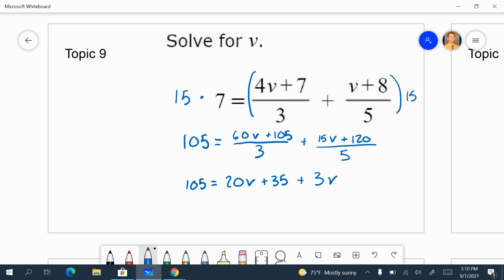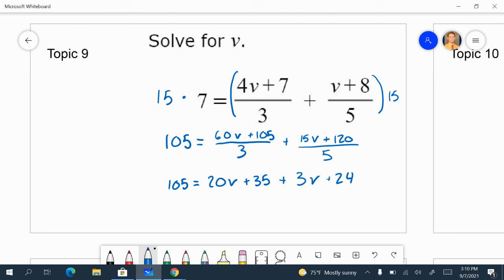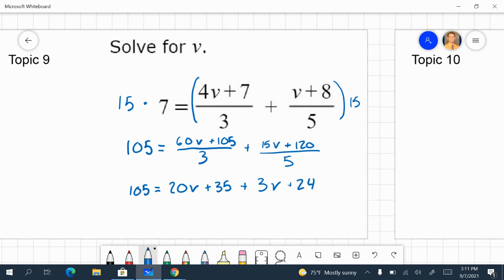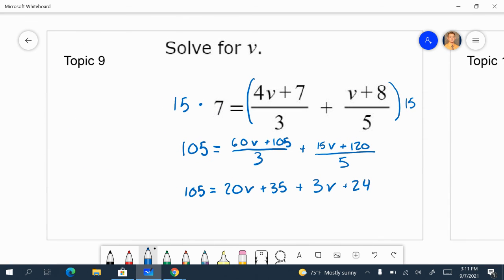is 24. At this point, this just becomes, again, a simple problem where you are solving for v, so that's where I'm going to leave it. And for right now, I think we will just end with topic 9.